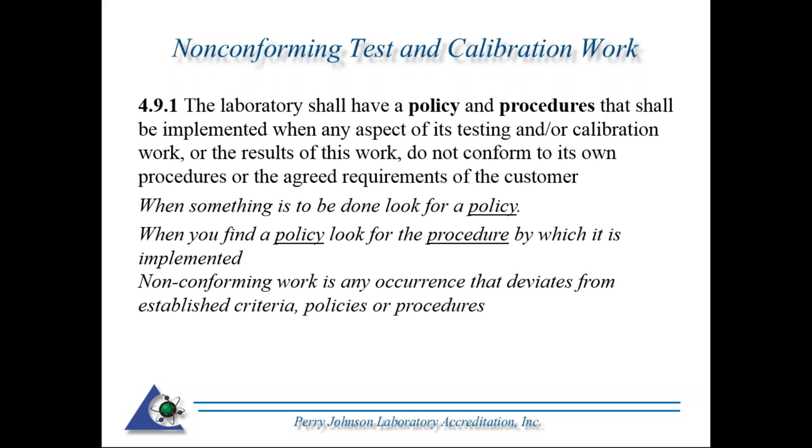So currently, 4.9.1: the laboratory shall have a policy and procedure that shall be implemented when any aspect of its testing and/or calibration work, or the results of this work, do not conform with its own procedures or the agreed requirements of the customer. I took something from my internal auditing presentation: when something is to be done, you look for a policy. When you find a policy, you look for a procedure by which it is implemented. And that is what 4.9.1 is specifying in regards to non-conforming testing and calibration work. Again, non-conforming work is any occurrence that deviates from the established criteria, policies, or procedures.